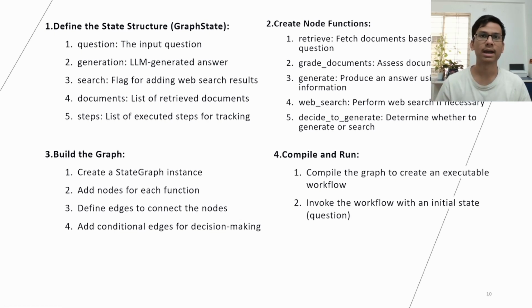We will use LangChain's state graph to do this, right? And then we will compile the graph into an executable workflow, and then invoke the workflow with an initial state, which is a question. So that is what we are going to do. Let us see how we can do that, right? Yeah, let us see.